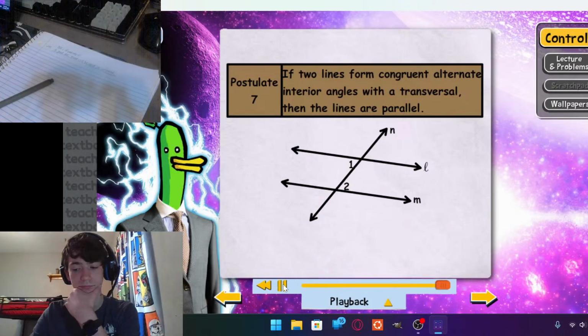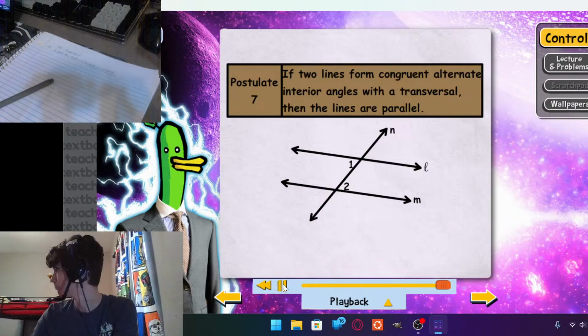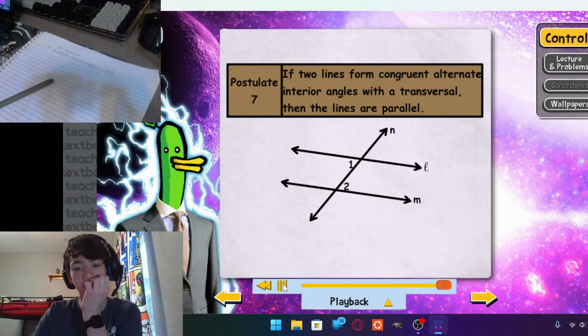So it really matters what's your if statement and what is your then statement. What are you assuming and what are you concluding? And that's really the key point of this entire lesson. A statement and its converse are two different things. If one is true, the other may be false. You have to be careful. You can't use the two interchangeably.